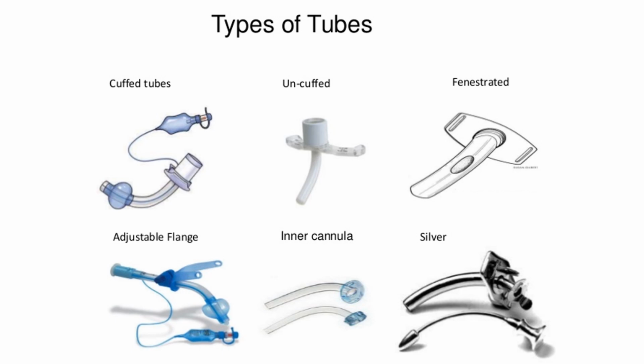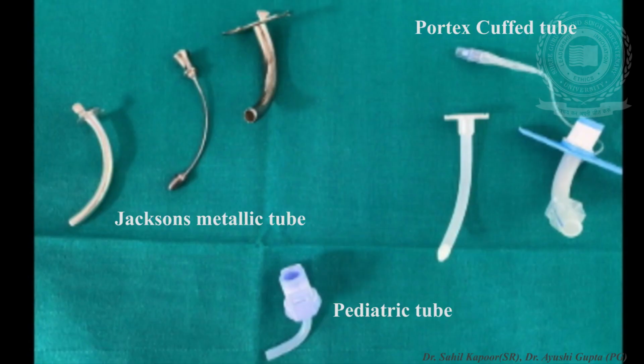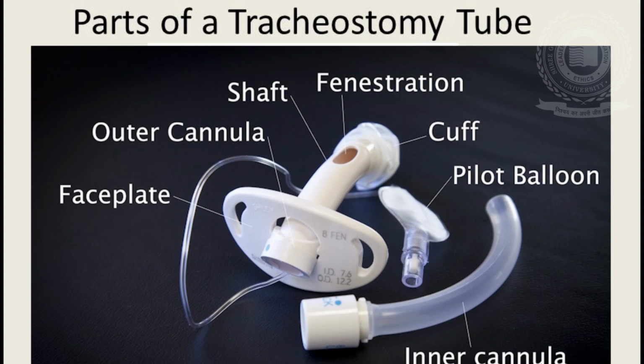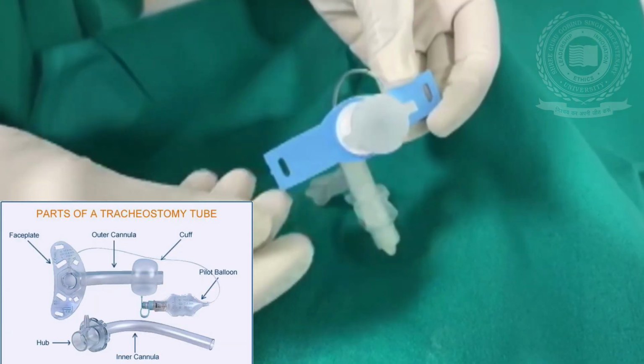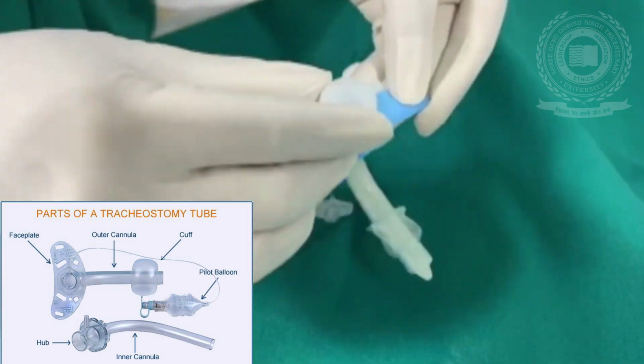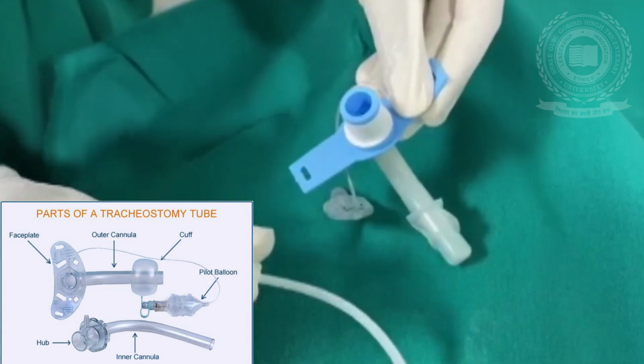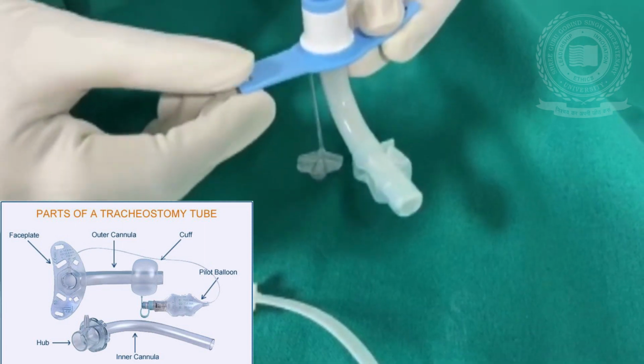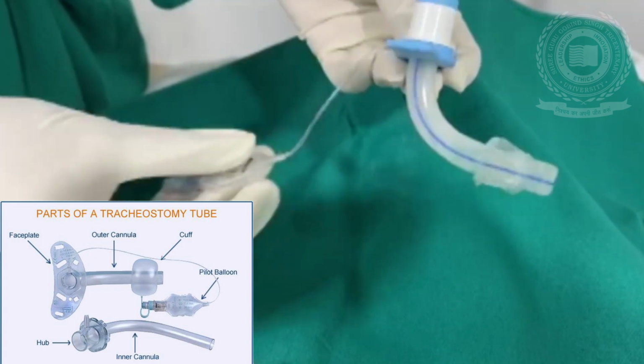There are various types of tracheostomy tubes. They can be cuffed tubes, uncuffed tubes, fenestrated tubes, tubes with adjustable flanges, tubes with inner cannula, silver metallic tubes, and pediatric tubes. A tracheostomy tube has the following parts. It has a faceplate with two flanges to secure the tube with ties, the cannula, the obturator, and the cuff, which is inflated via the pilot balloon.